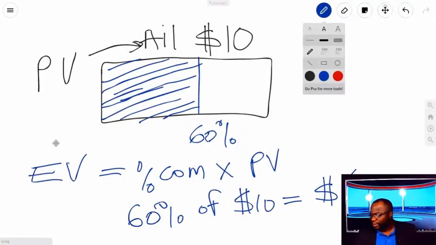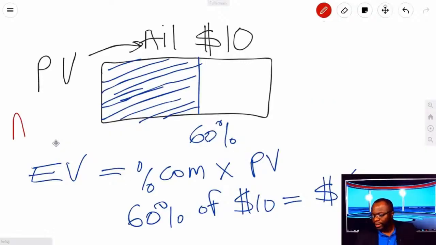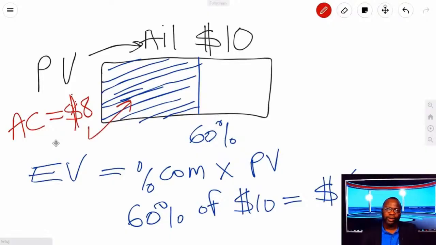Now let's throw in the last metric. I got $6 worth of work done, but guess what? Things didn't go according to plan. Apart from the fact that I am late because I didn't get everything done within the time box, I actually had to spend $8, bringing in actual cost. I had to spend $8 on this because there were problems on the project that I didn't anticipate. Doesn't that happen in the real world?